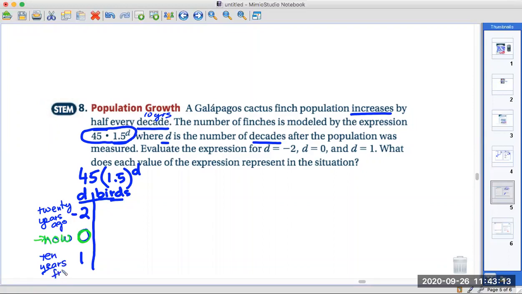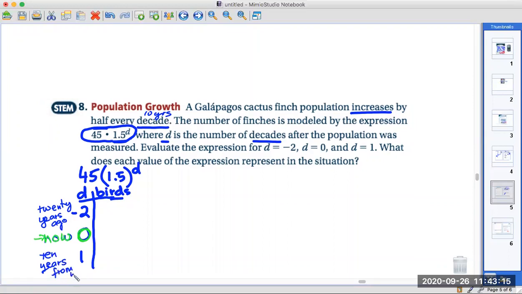So this is in the future, because it's +1. So we want to know how many birds were there 20 years ago. We have to plug in for D, -2. So let's write that down: 45 times 1.5 to the power of -2.